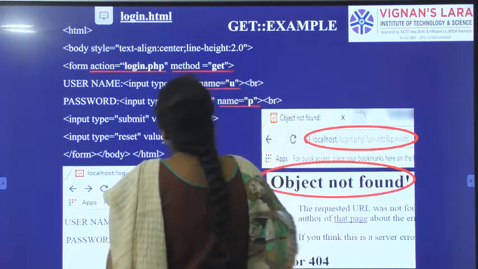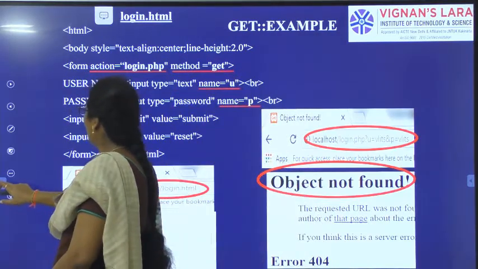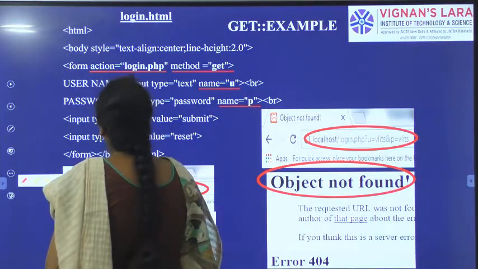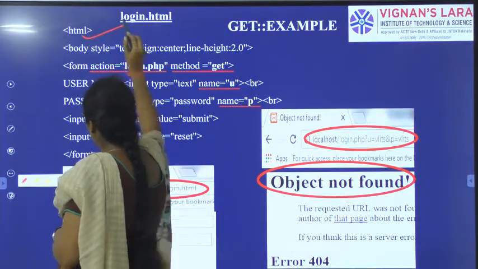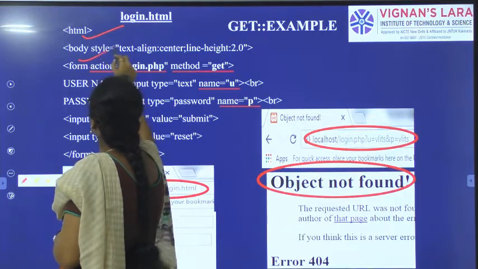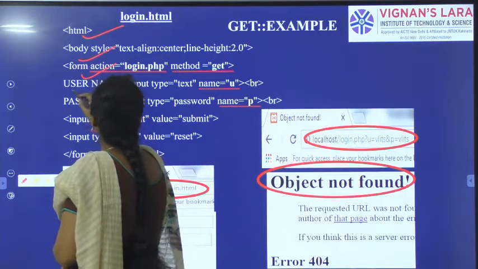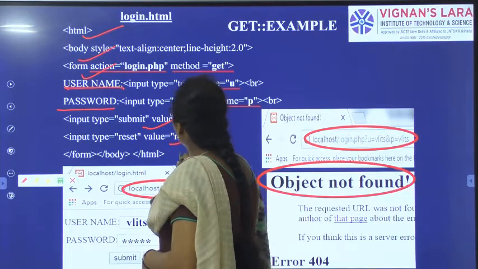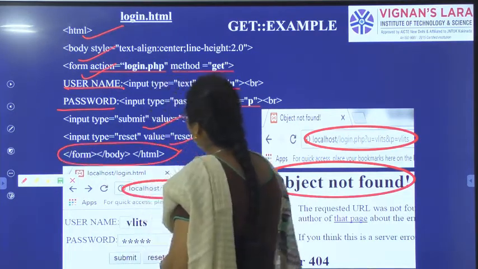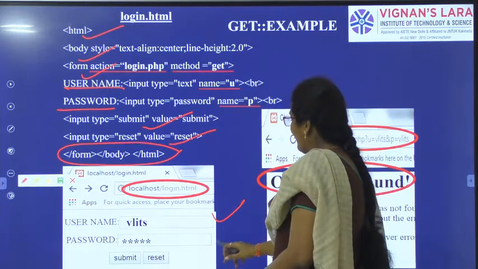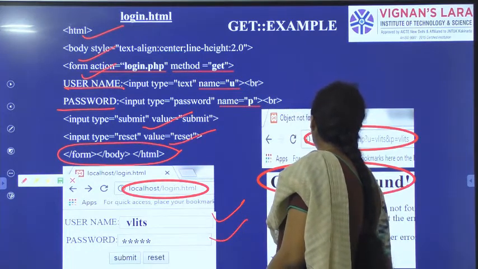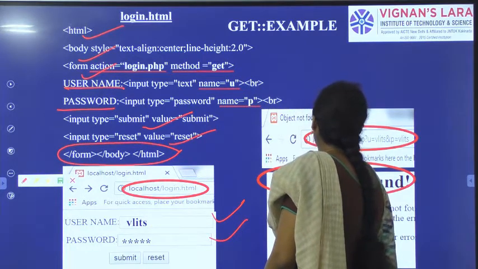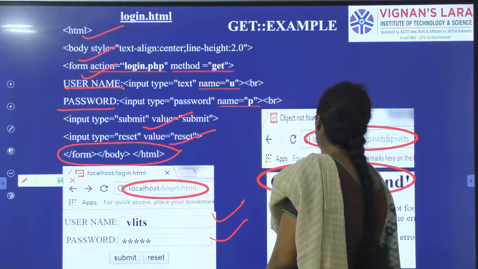So see here, I am creating the HTML program. I have opened the HTML tags, I have created the body and I am creating the form with the username and password, and I have the submit and reset buttons. Whatever tags I open, I should close. So username is VLITS, password is also VLITS, and after executing this, we are getting the object not found error.